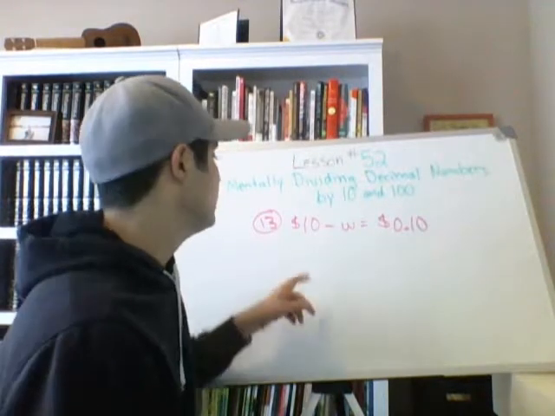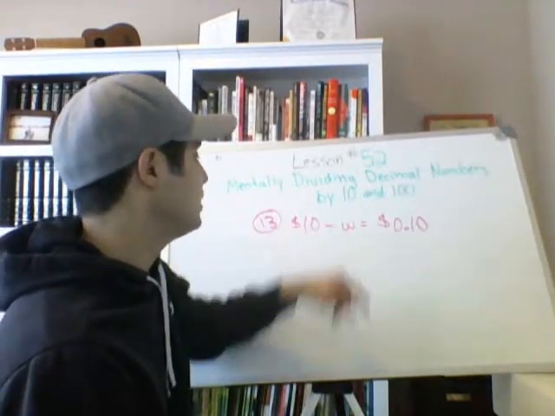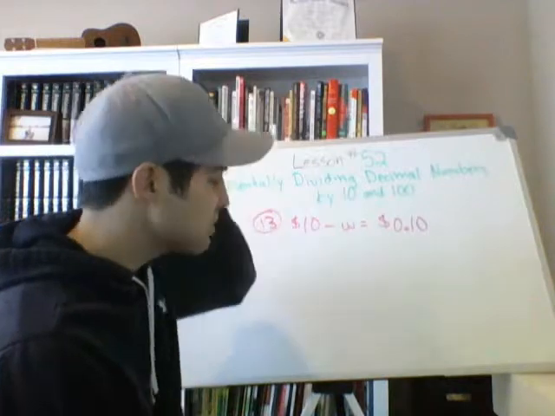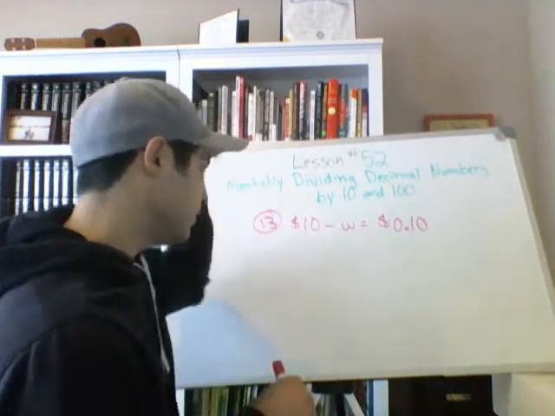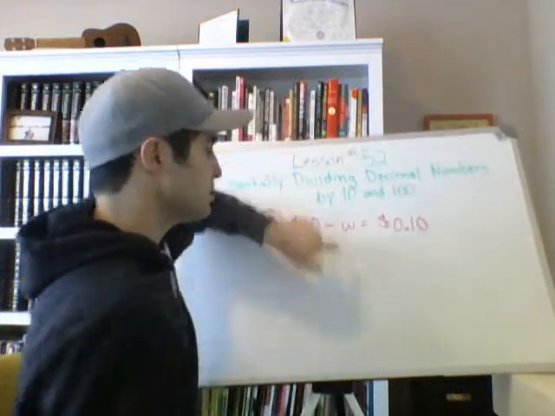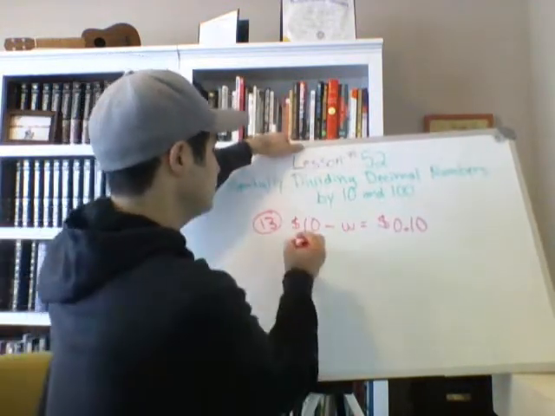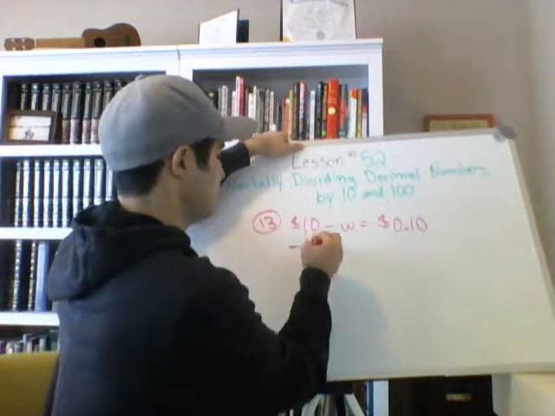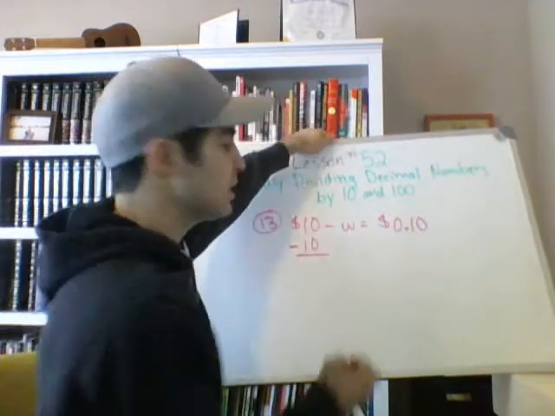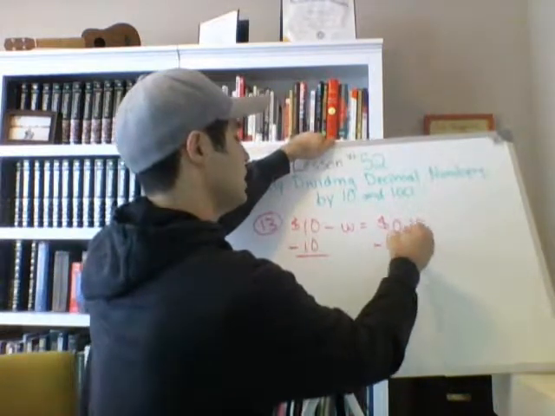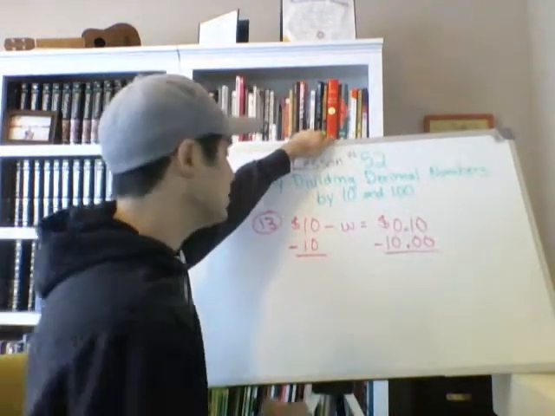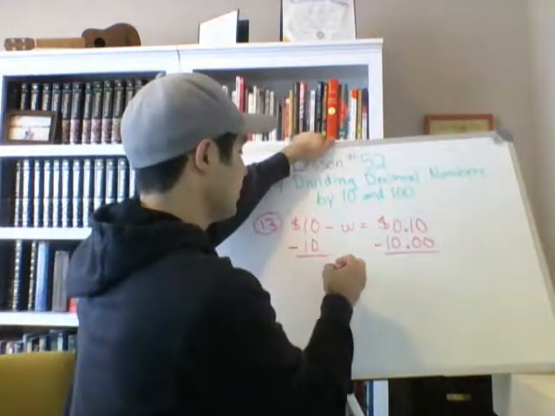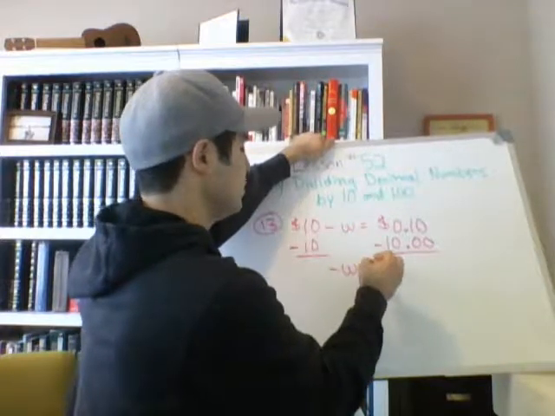Alright, number 13. $10. You spend W amount of dollars and you have 10 cents left over. How much money did you spend? That's what this equation is basically saying. Alright, so what side do you start on? The side of the variable. How do you get rid of $10? You subtract $10. If you subtract $10 on one side, you got to subtract $10 on the other side. Make sure you line up your decimal. Add some placeholder zeros if you need to. Now that cancels out. All you have left over there is negative W.